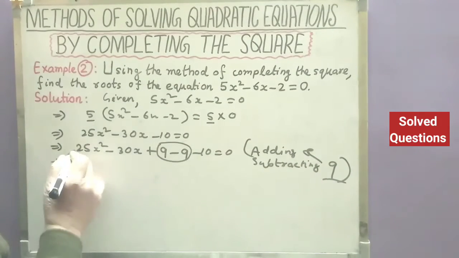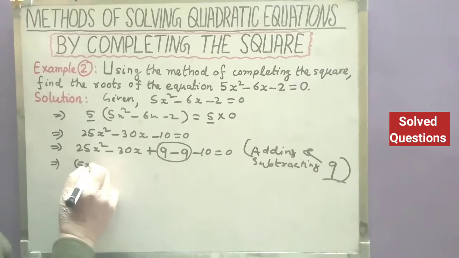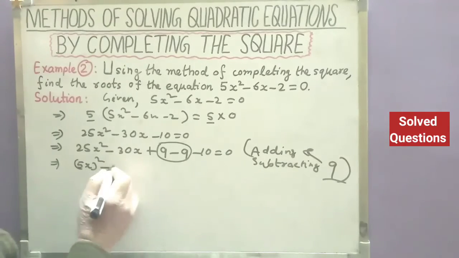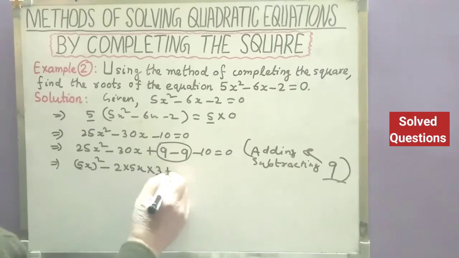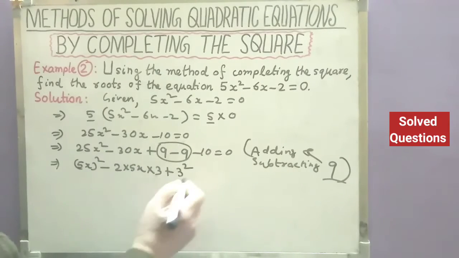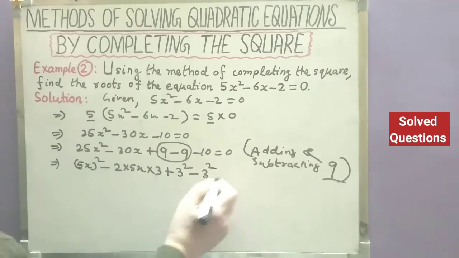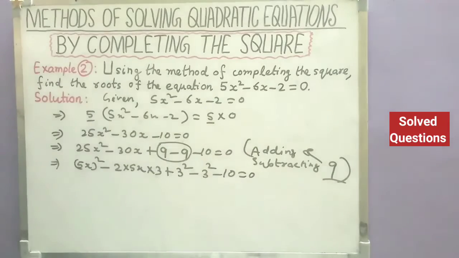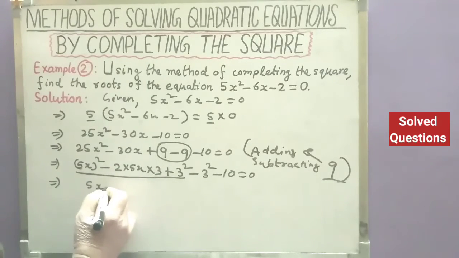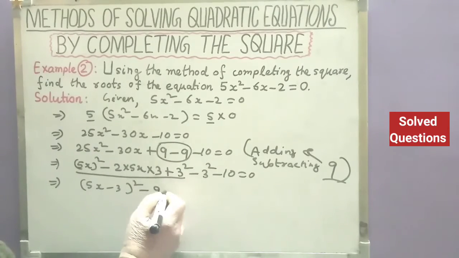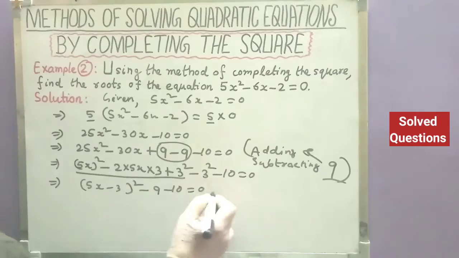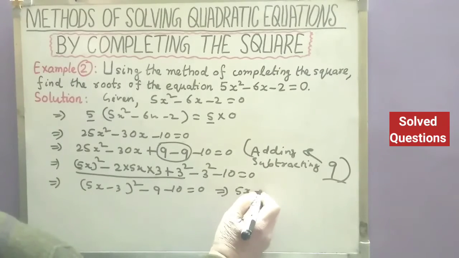On simplifying further, we get (5x)² − 2 × 5x × 3 + 3² − 3² − 10 = 0. Just look at this expression. This is equal to (5x − 3)² − 9 − 10 = 0.